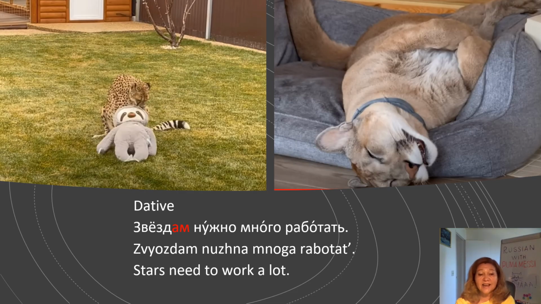Let's go to our next case. And the next case is dative. And dative has an ending -ам. Звездам нужно много работать. Stars need to work a lot. And we know that. Yes, Messi and Gerda, they work a lot and they work very, very hard.